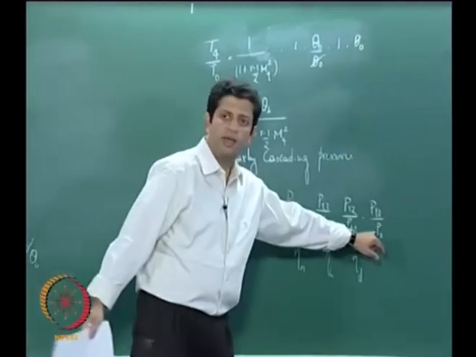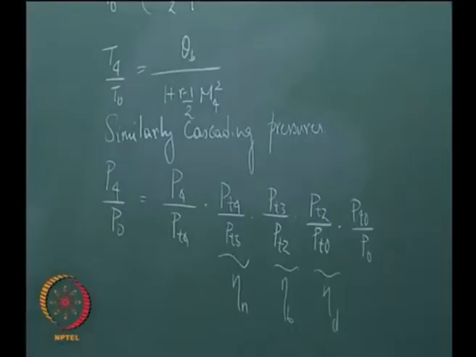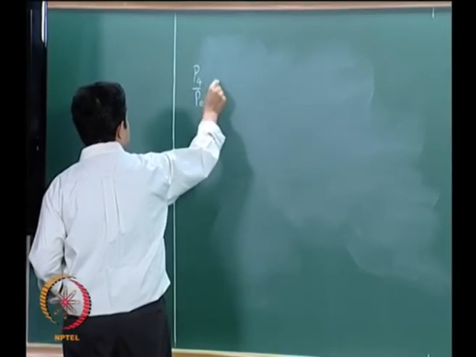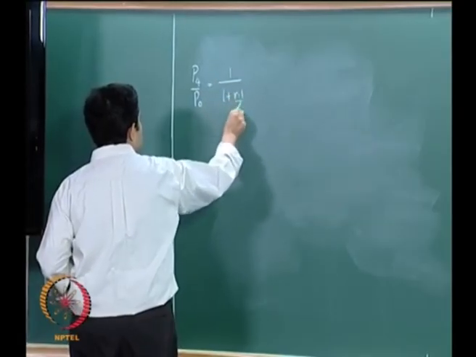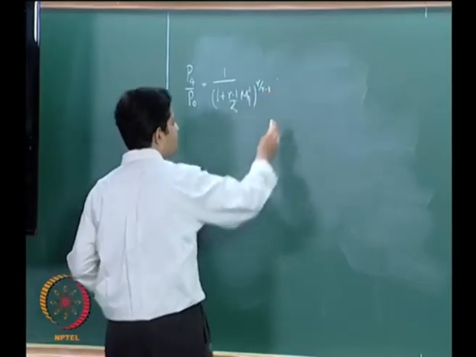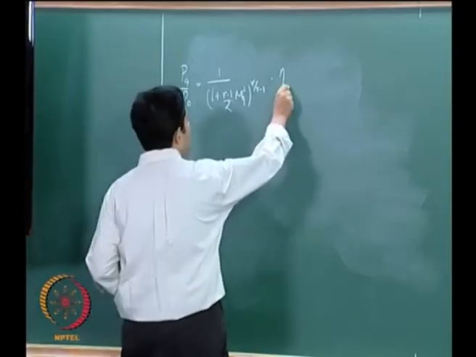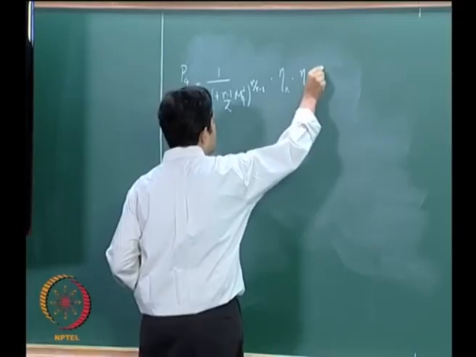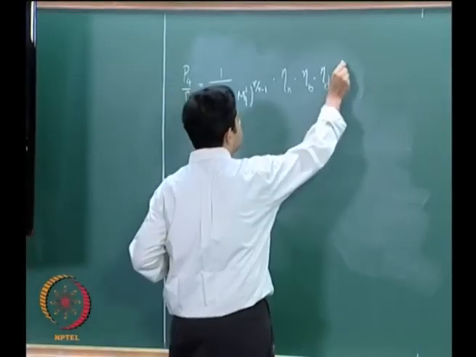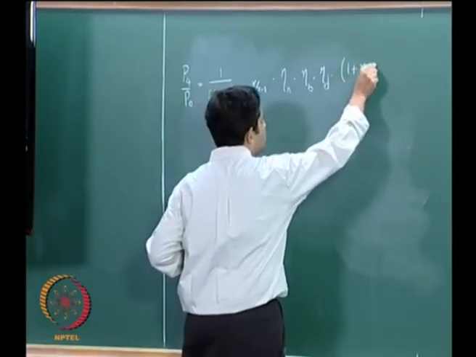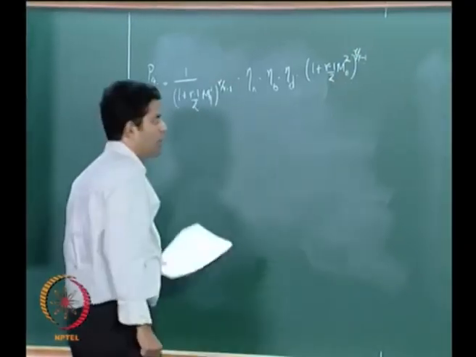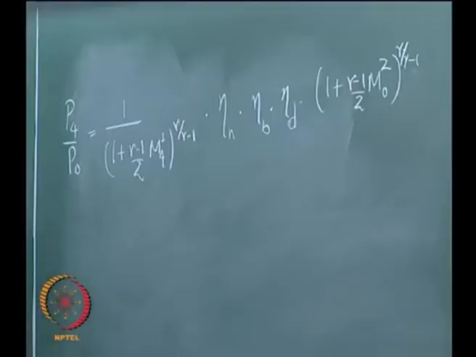The other two terms can be expressed in terms of Mach number. So we get p4 by p naught is equal to 1 by 1 plus gamma minus 1 by 2 M4 square, to the power gamma by gamma minus 1, into eta n into eta b into eta diffuser or intake. So this is the expression that we have.